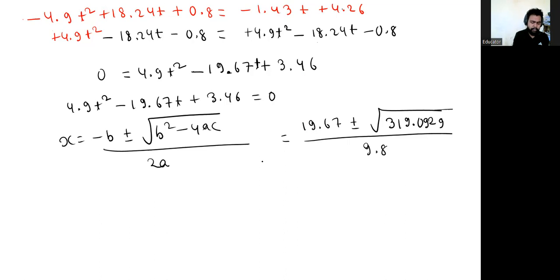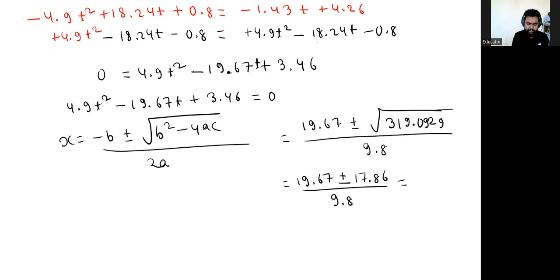I need to root the value. I need to root 319.0920929, and I'm going to write this to two decimal places. So 19.67 plus or minus, and this value, which I'm going to write over here, is 17.86, divided by 9.8. So let us try this one.